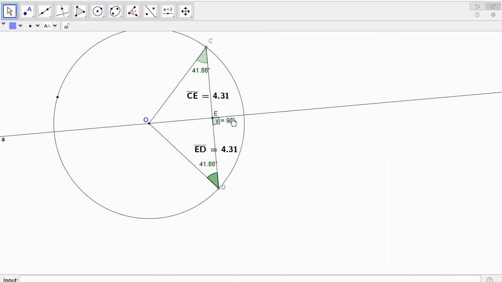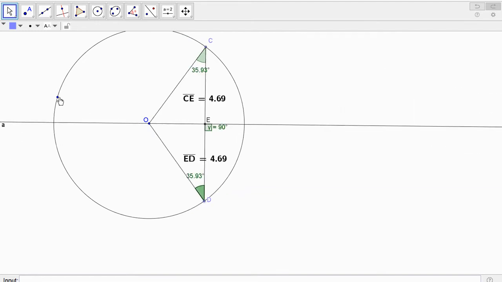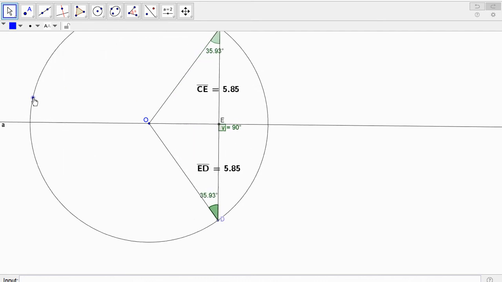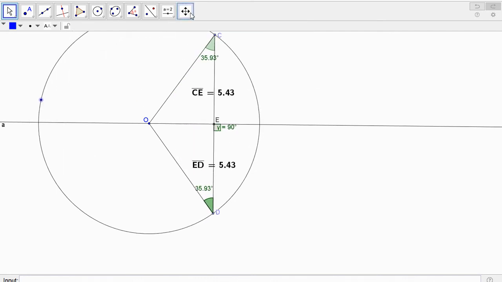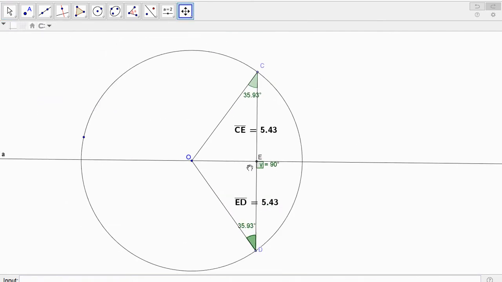And look at the angle here between the perpendicular bisector, which goes through the middle of CD. It always stays at 90 degrees, no matter where I move this. It also doesn't matter what size the circle is. So this is the theory. It states basically that if this is a perpendicular bisector, then CE and ED will be equal. And of course, being a perpendicular bisector, y has to be 90 degrees.